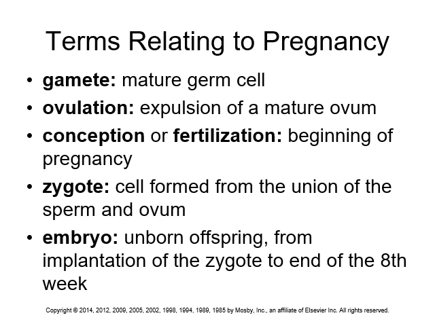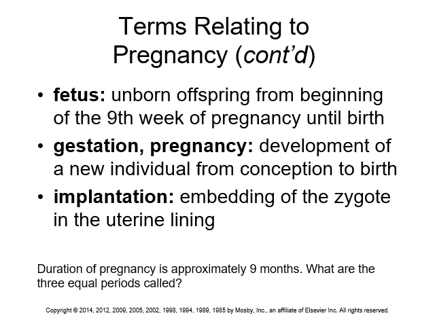The embryo is the unborn offspring, and we typically call an embryo from the time of implantation of the zygote. Remember, the zygote is when the ovum and the sperm have joined. So the embryo is called that from the minute they implant to about the 8th week of pregnancy. That is what an embryo is. Once we pass the 8th week, we begin to call the baby a fetus, and that is the unborn offspring from the 9th week of pregnancy until the birth of the baby.